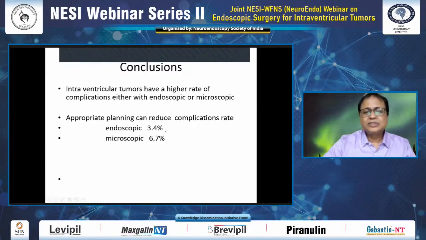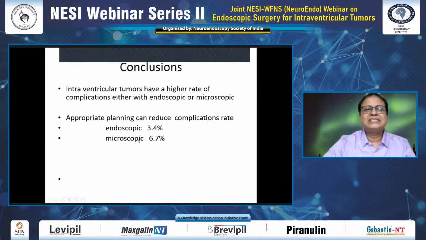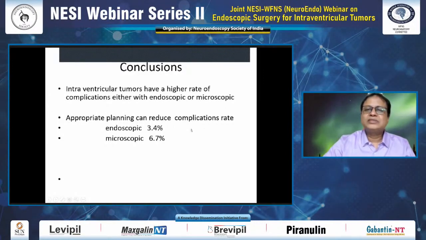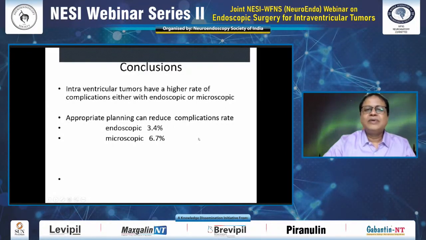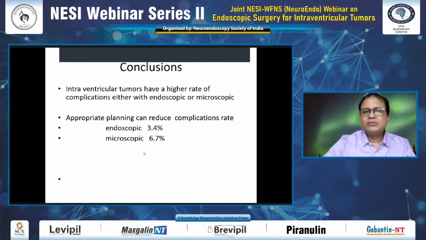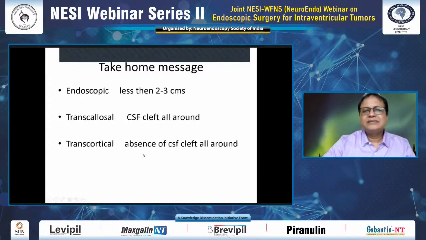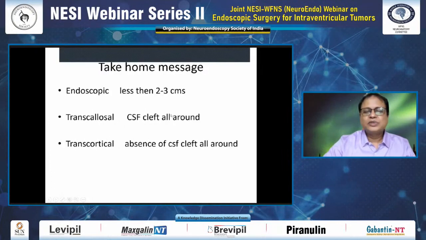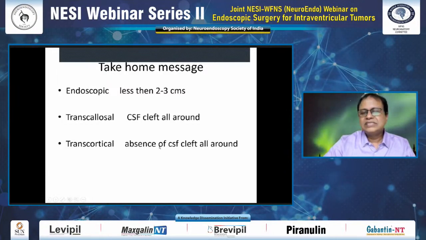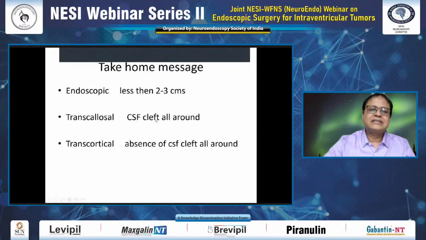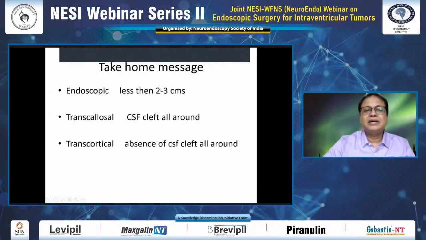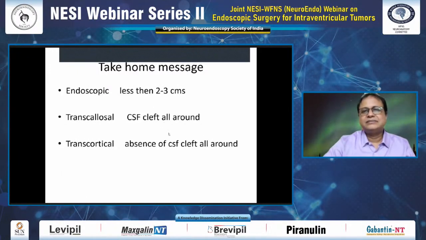So one cannot say that endoscopy is better than microscopy because we had a bias in selection of cases. As such, intraventricular tumors have a higher complication rate with both endoscopic and microscopic approaches. But when we select properly, we can reduce the complication rate with either. So the take-home message is endoscopic excision when it's less than 2 to 3 centimeters, and microscopic if it's more than 3. If you have a CSF cleft all around, one can do a transcallosal approach, but the absence of a CSF cleft probably needs a transcortical approach through a port, either with a microscope or an exoscope. Thank you for your attention.